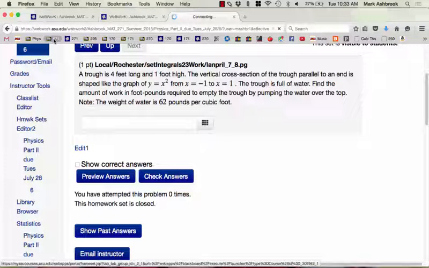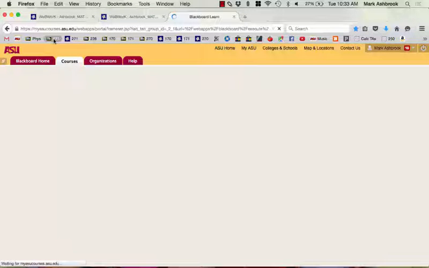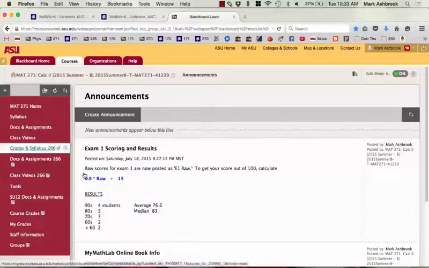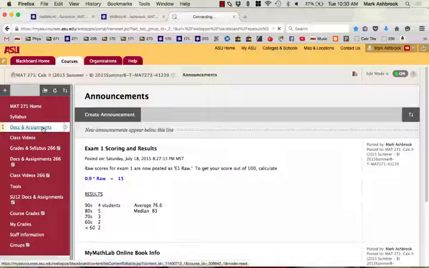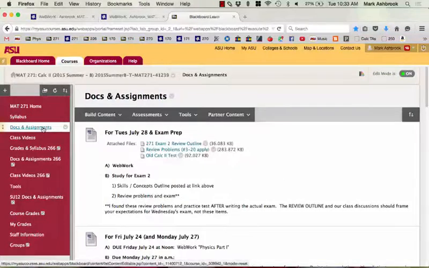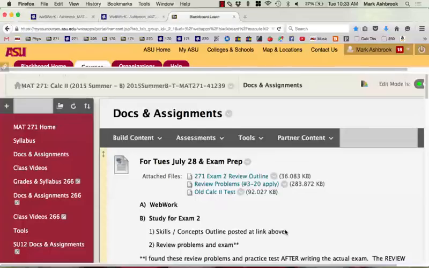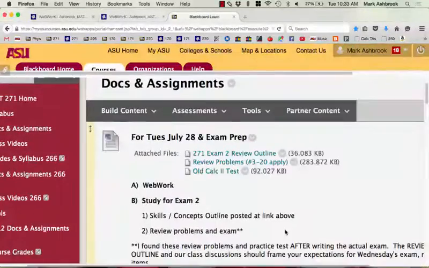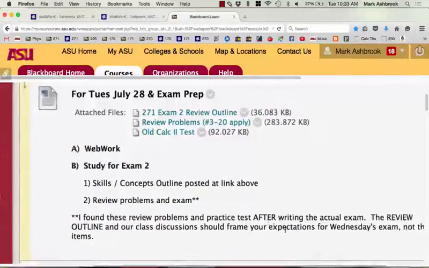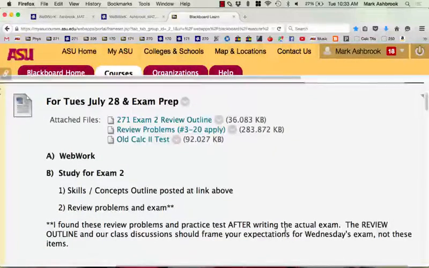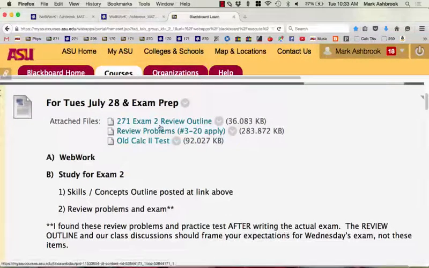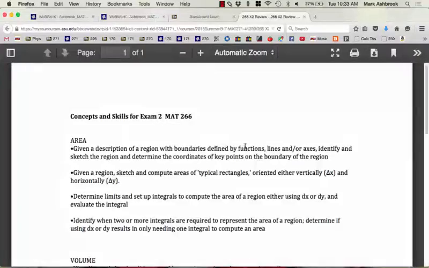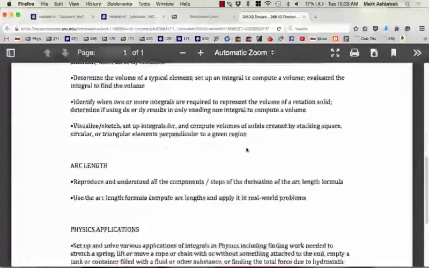Okay, in docs and assignments last night, I put up a review outline. The review outline reflects our approaches in class, what we covered in class. So this is what you should expect for the exam, this bullet outline.